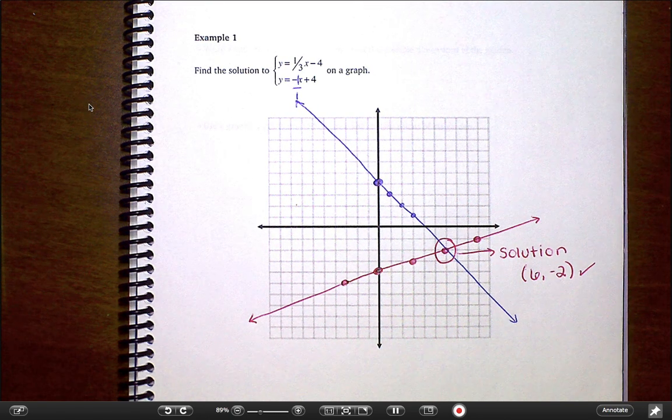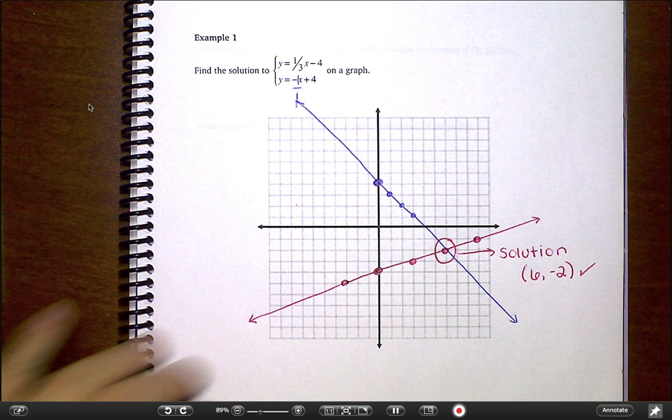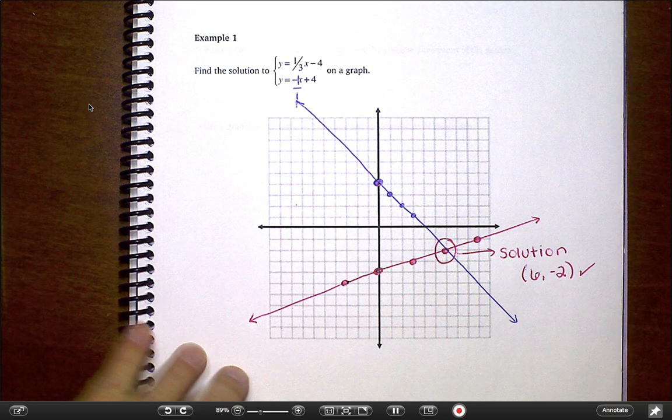That's really the big deal today, is that we're going to graph equations and then we are going to find the place where they cross. So lots of graphing, lots of point plotting, things like that. I do want to do one quick word problem example.